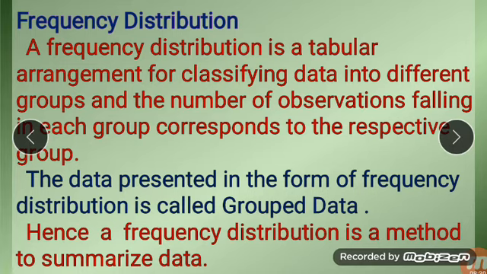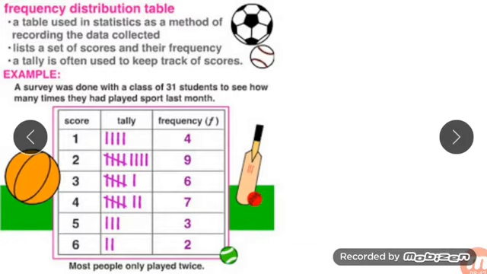Let's better understand frequency distribution with the help of an example here. In simple words, we can define frequency distribution as a table used in statistics as a method of recording the data collected. Here we have an example. A survey was done with a class of 31 students to see how many times they had played sports last month. So here we have a frequency distribution table. This is the tally table, which will be explained ahead. And here we have frequency.